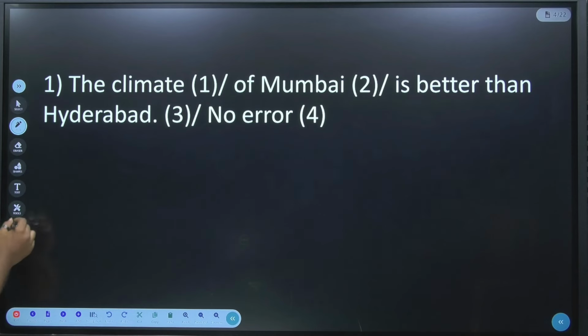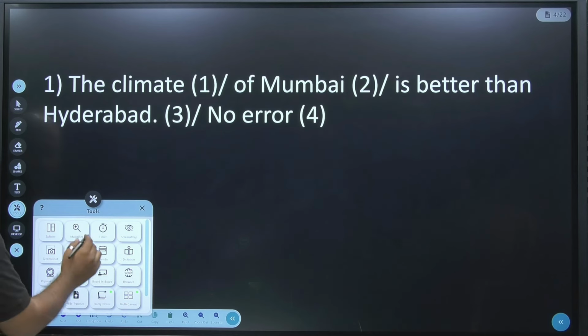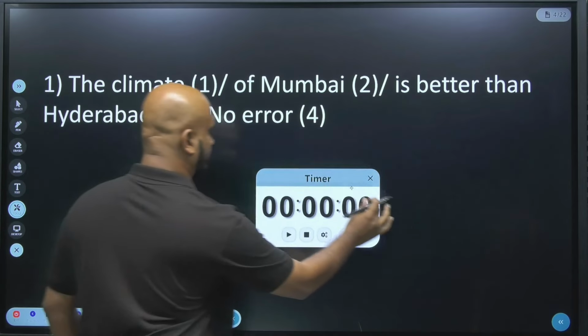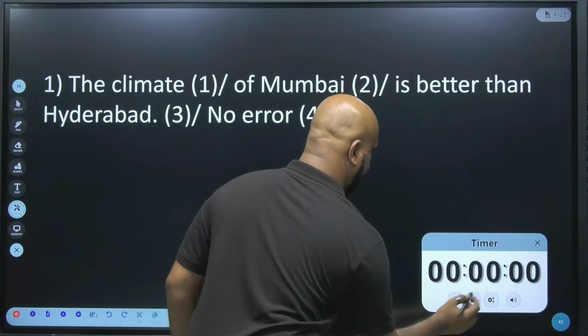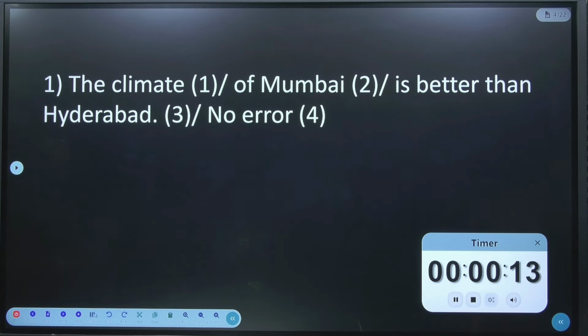So this is the first question, guys. So you have your timer. Okay, let me go with the timer. You got 20 seconds. The climate of Mumbai is better than Hyderabad.